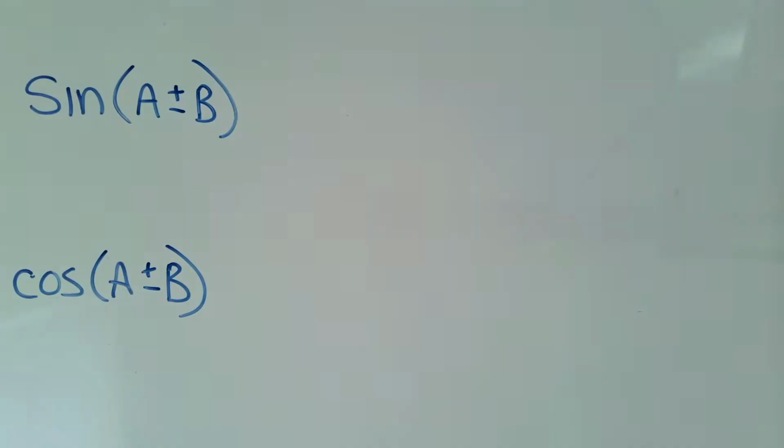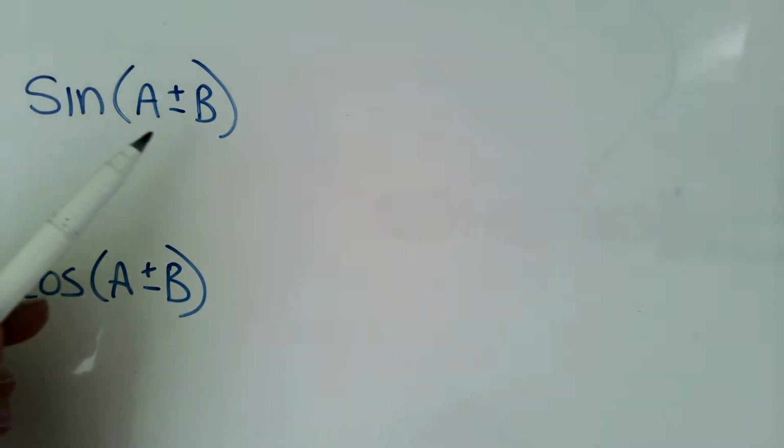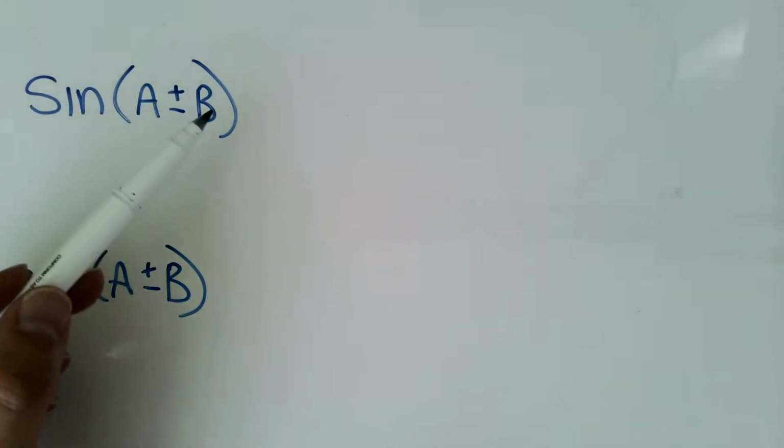Let's go. Okay, so today we're going to take a look at the sine addition and subtraction formula and the cosine addition and subtraction formula. So what this says is the sine of angle A plus B or angle A minus B.